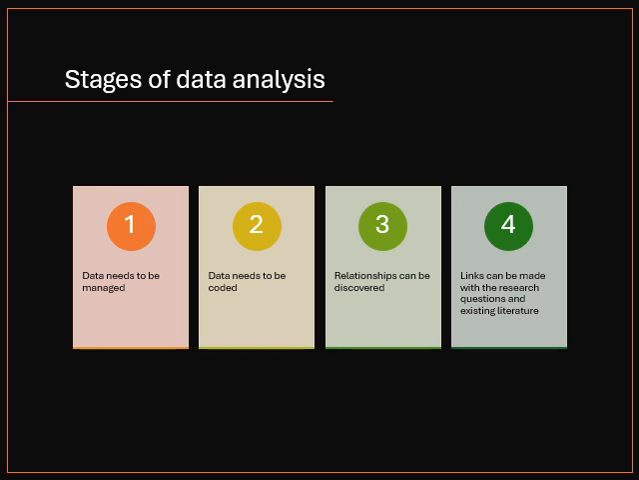Step two is data coding, so systematic categorization. So, after data is managed, the next step is coding, where data is categorized into meaningful groups or themes, and coding is essential for identifying patterns and trends within the data. Coding simplifies the process of analyzing large volumes of data by breaking it down into manageable segments that can be systematically examined. And discovering relationships, analyzing connections. So once the data is coded, researchers can begin to discover relationships between different categories or groups of data. And this might involve applying statistical techniques to identify correlations, patterns, or differences.